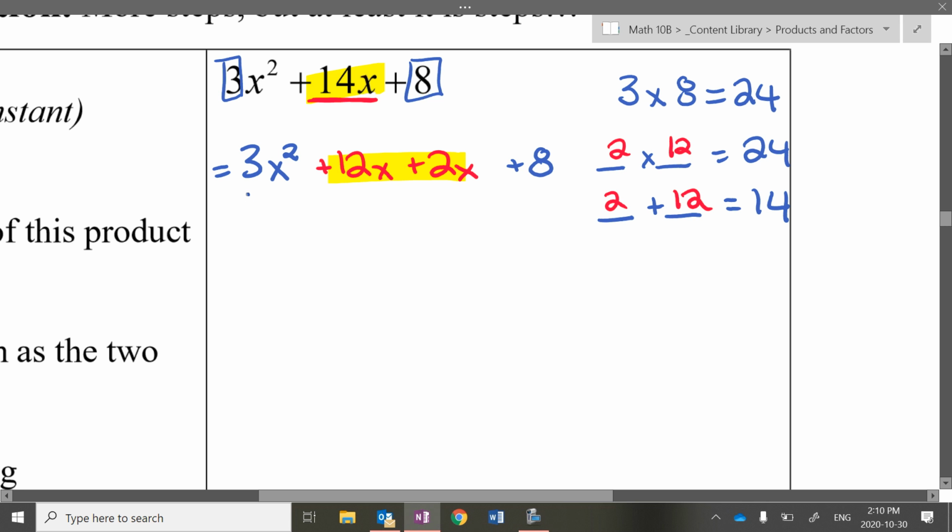So from here, my first 2 terms, what's common is an x. So I would factor out an x. So then I'm left with 3x plus 4. My second 2 terms, I'm going to factor out a 2 because that's the greatest common factor. Yeah, I wrote the 3 wrong. This is x plus 4.